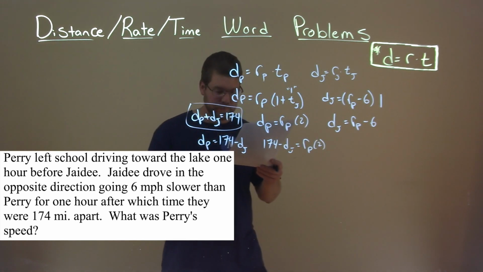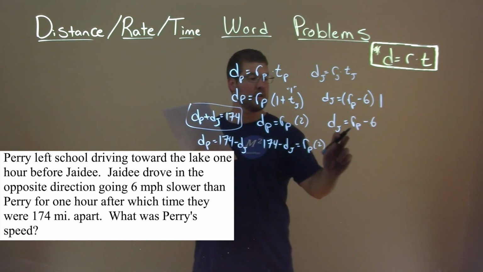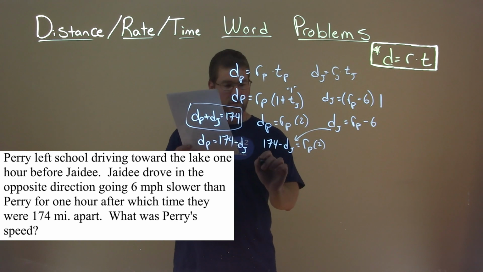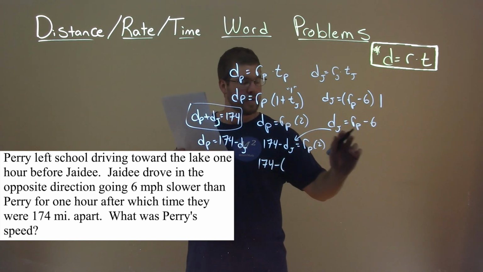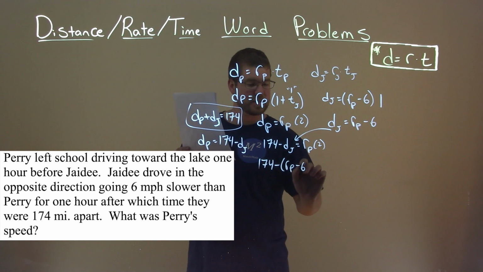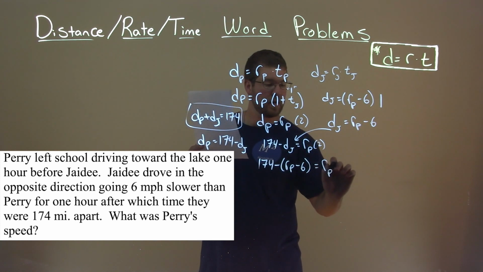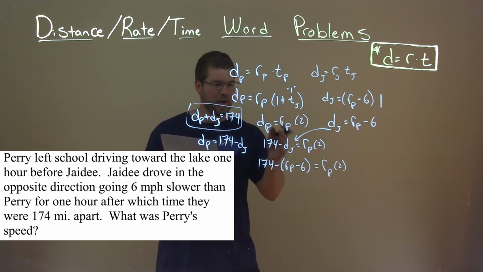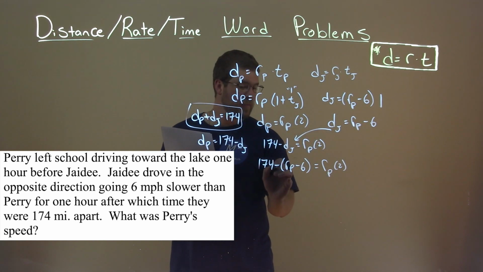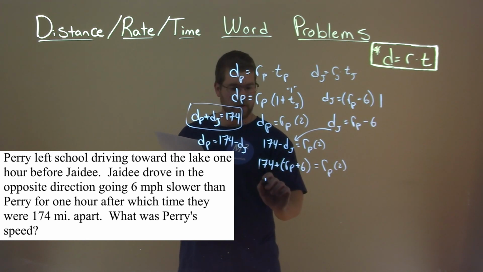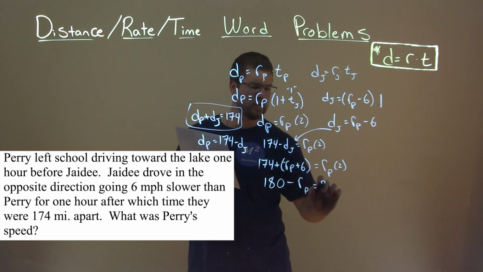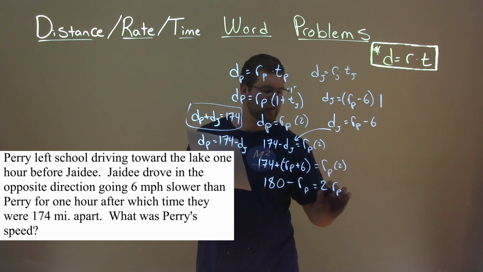Okay. Well, we also know d of j is equal to r p minus 6. So let's replace that now here. So we have 174 minus (r p minus 6) is equal to r sub p times 2. So let's rewrite what we can. If we distribute this minus sign, it's plus a negative, and this becomes a positive. 174 plus 6 is 180. And we have a minus r sub p is equal to, we can rewrite that to have 2 come first, makes it easier to see, times r of p.